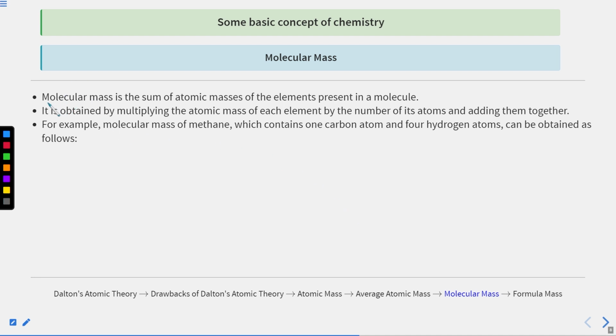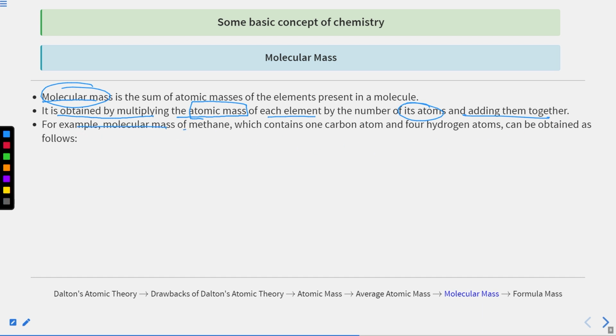Next is molecular mass. What is molecular mass? It is very clear. Molecular mass is nothing but the atomic mass of individual atoms added according to their stoichiometry, and the overall mass sum is called molecular mass. Or you can define it in another way, that is the mass of a molecule relative to 1/12 of the mass of a carbon-12 atom. You can define it in both ways. How is it obtained? It is obtained by multiplying the atomic mass of each element by the number of atoms present in one molecule and adding them together.